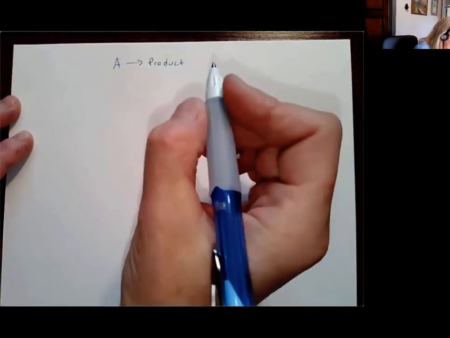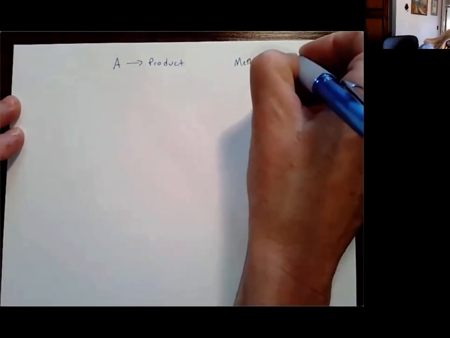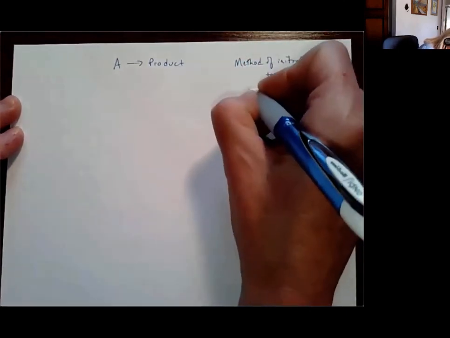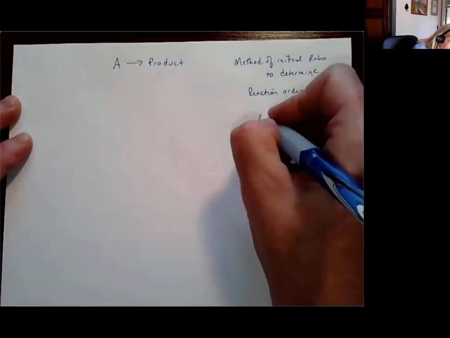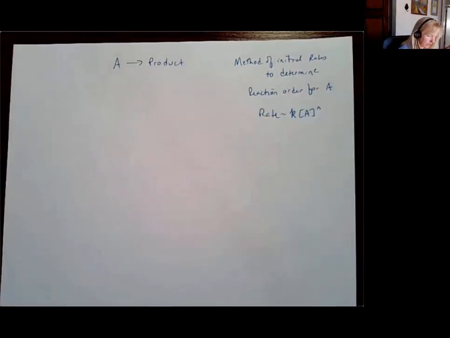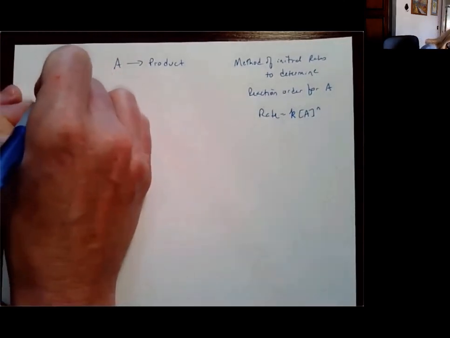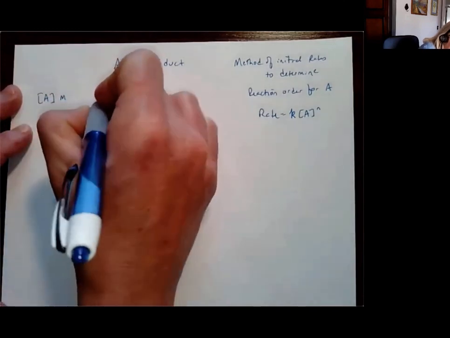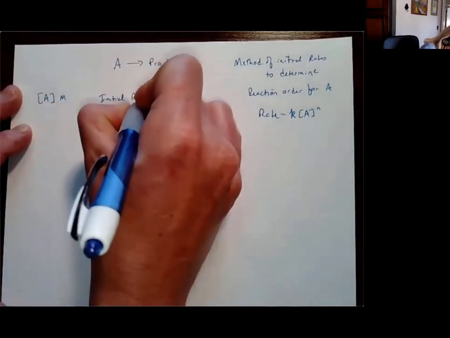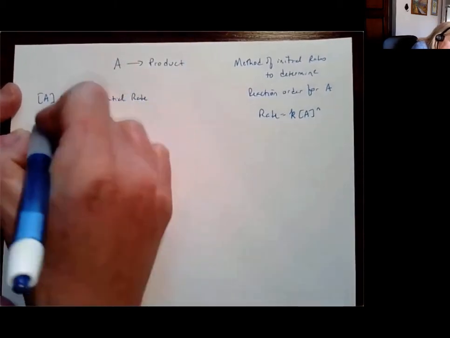And let's say I set this up and I'm going to use my method of initial rates to determine the reaction order for reactant A. And then I'm going to plug that into this equation here. I want to find n here, that's my reaction order. And let's say this is a scenario that I have A, in units of molarity, and then I have my initial rate. So that might be the first 10 seconds of that reaction. I was able to measure the rate of that.